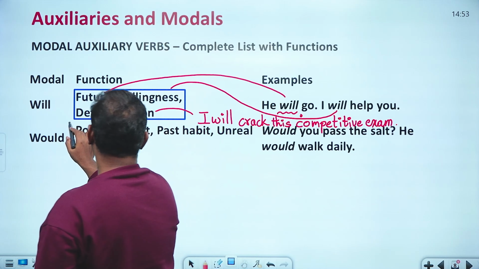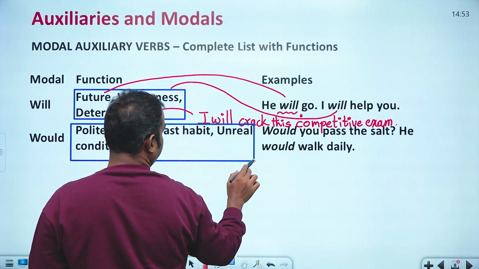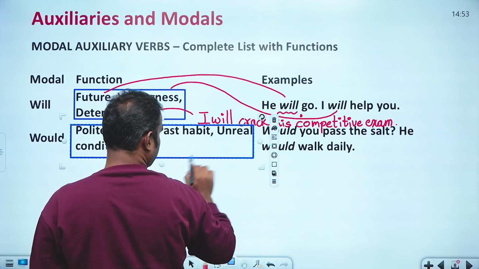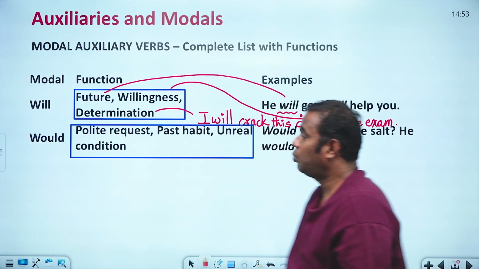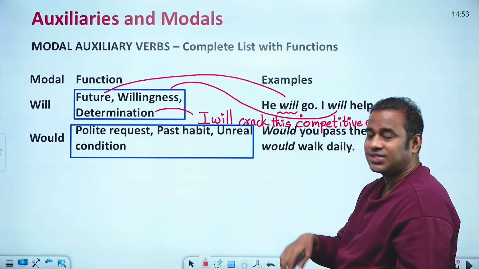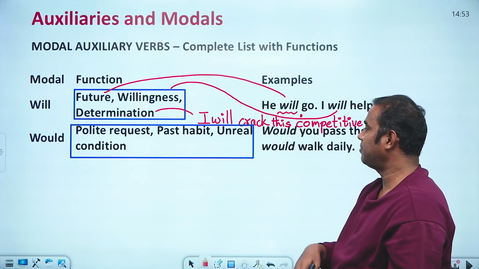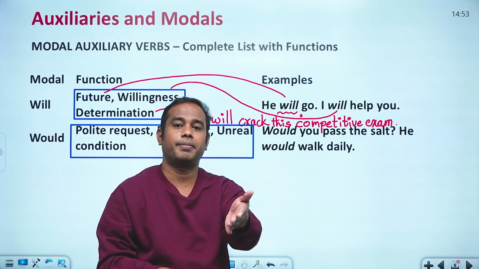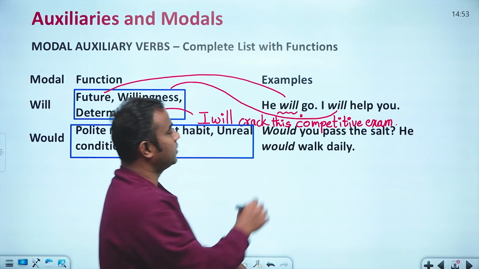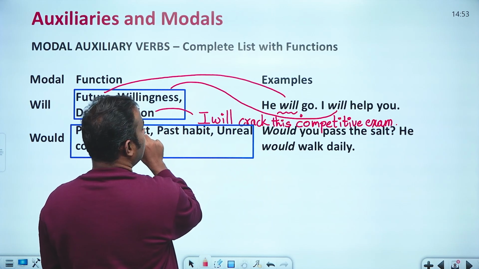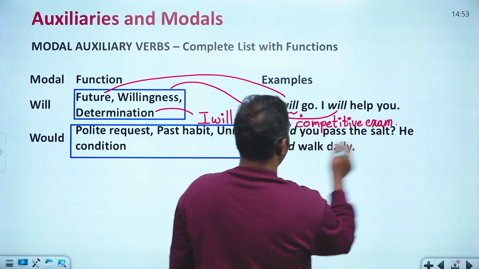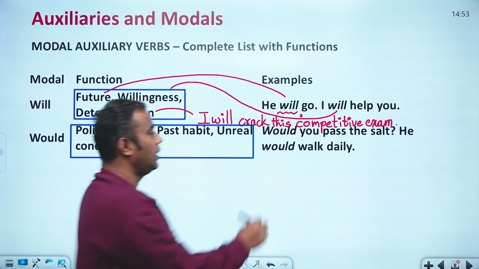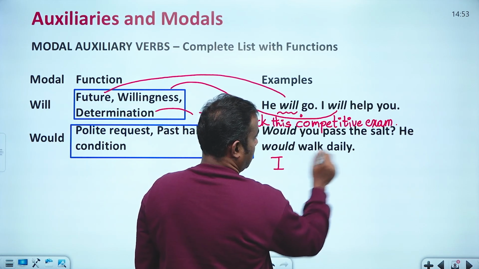Would is basically used for polite requests, past habits, and unreal conditions somewhere. Okay, so would you pass me the salt? Would you give me your pen? Would you pass me the salt? This is something we can call polite. Okay. He would walk daily is a past habit. He would walk daily is this one.